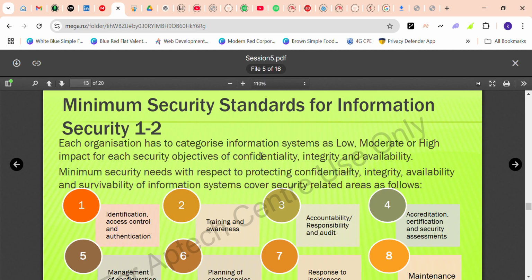Authentication is proving that the person claiming that I am who I am is truly that person. That is authentication: verifying that you are who you claim to be. Identification, access control, and authentication must be implemented. That's the minimum security standard for information systems.